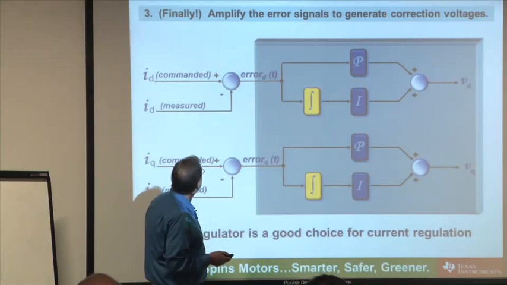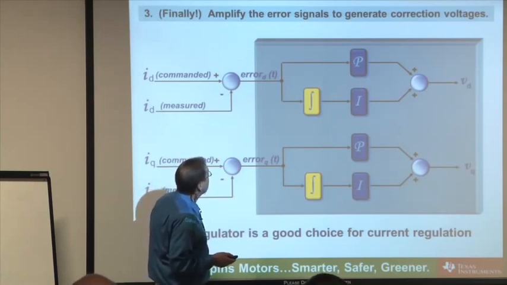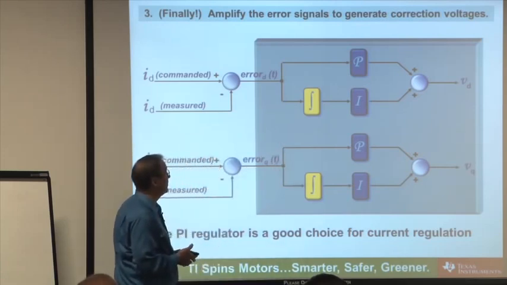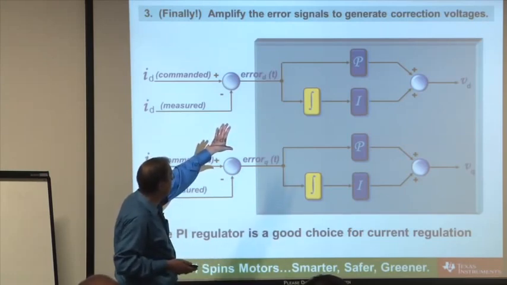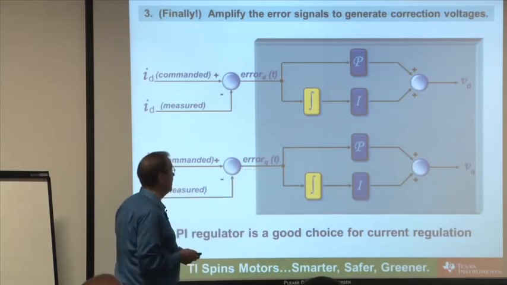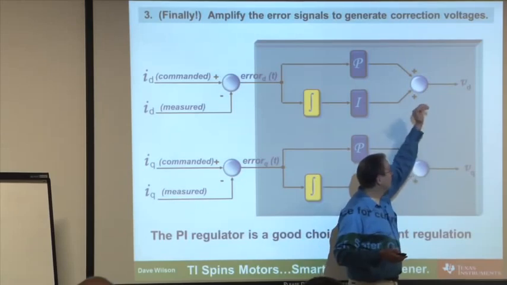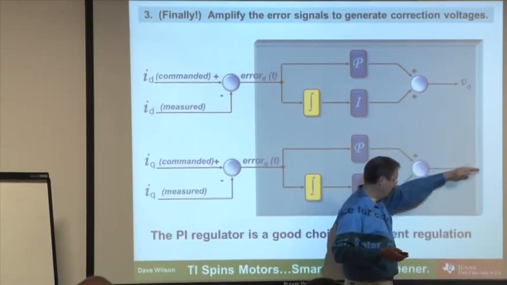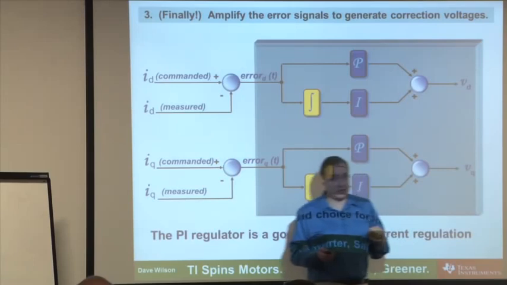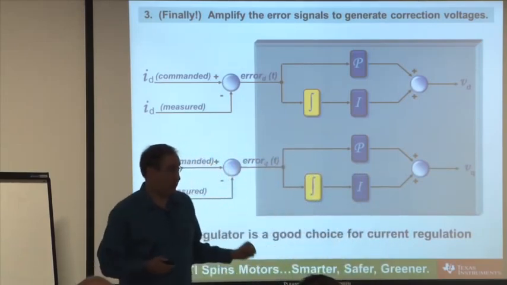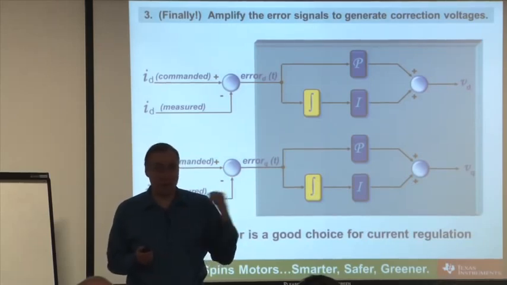Okay, finally, step number 3, amplify the error signals to create correction voltages. Once again, I'm going to use PI controllers because of how they work with motor windings. And so I'll have a PI controller for the d-axis, a PI controller for the q-axis. And what I'm doing is I'm generating correction voltages. This is a correction voltage for the d-axis and a correction voltage for the q-axis. Now, I would like to be able to just apply those voltages directly to the motor windings. But there's 2 reasons why I can't.